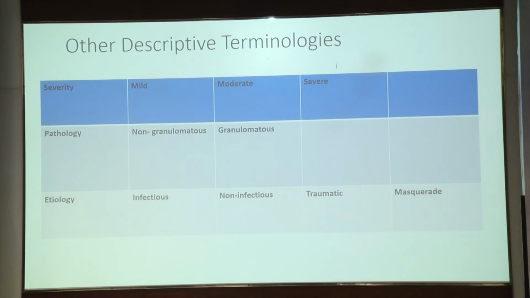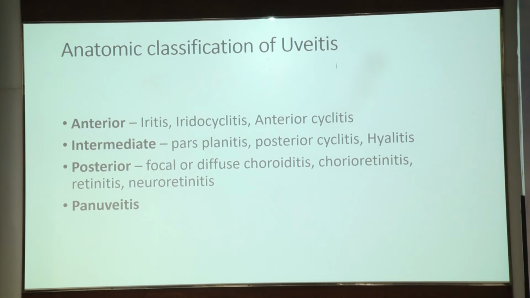Also, the pathology is very important, whether it is non-granulomatous or granulomatous. And coming to etiology, we have to differentiate whether these are infectious, non-infectious, traumatic, or a masquerade type of uveitis. Anatomic classification plays a very important role in differentiating the various uveitic entities, as we have to ascertain whether the disease is limited mostly to the anterior part of the eye, that is, iridocyclitis or anterior cyclitis only.